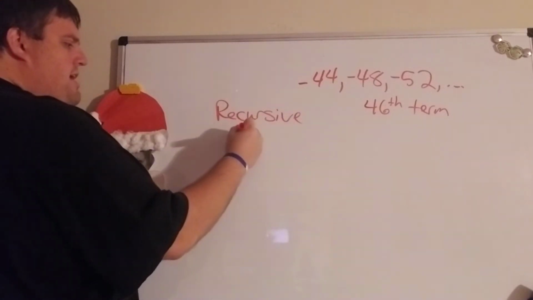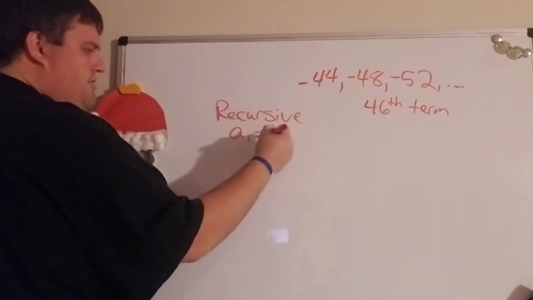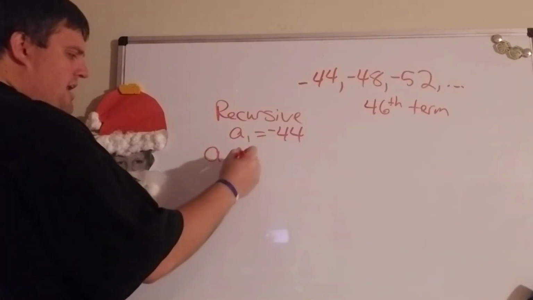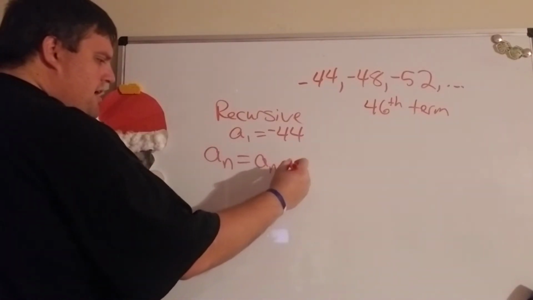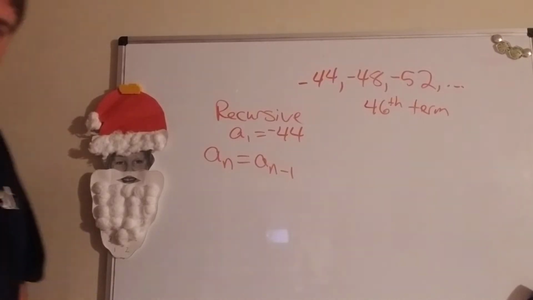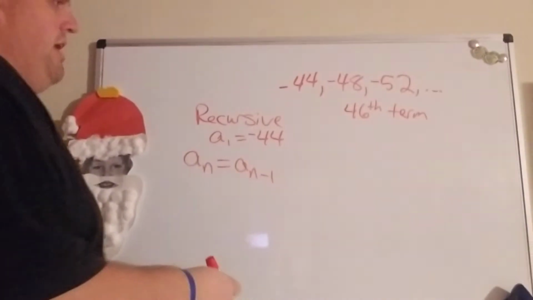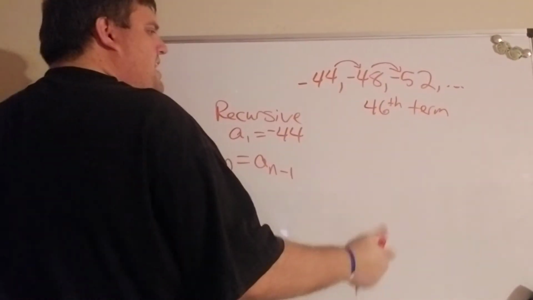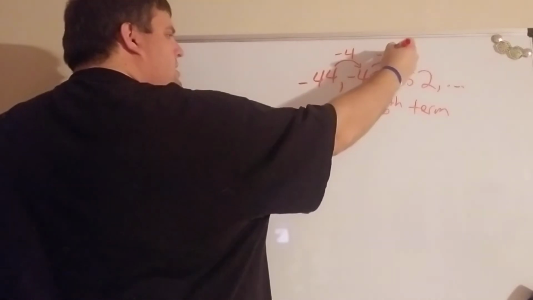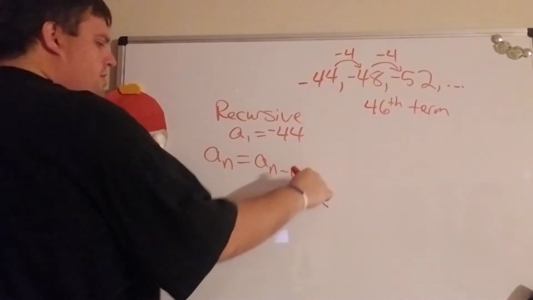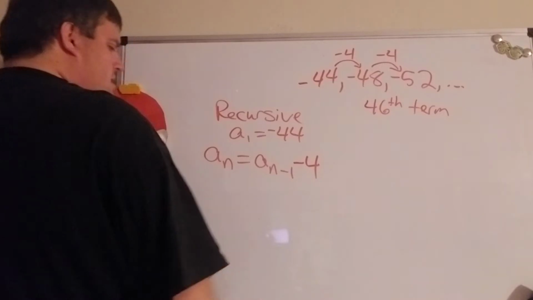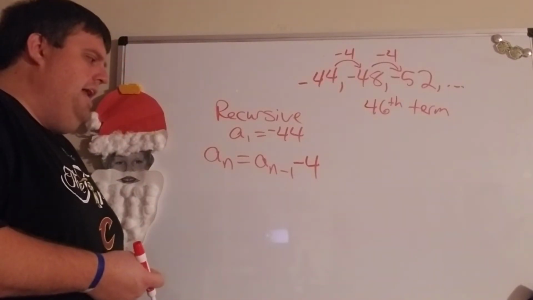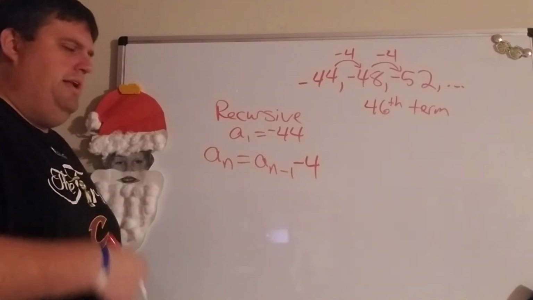So we know our a sub 1 we have to define as the first term, that's negative 44. And then the recursive formula is always going to be a sub n equals a sub n minus 1. Remember, those are always going to be in every single one of them. And then whatever our common difference here is, or our slope, if you want to think of it that way, in this case it looks like minus 4, right? That's going to always go at the end here. So that is our recursive formula. A sub 1 is negative 44, and a sub n equals a sub n minus 1 minus 4.